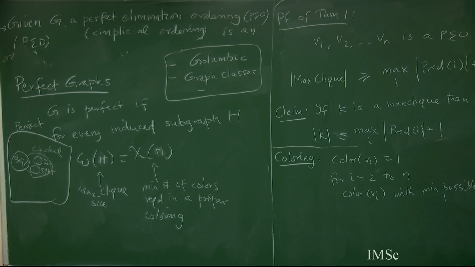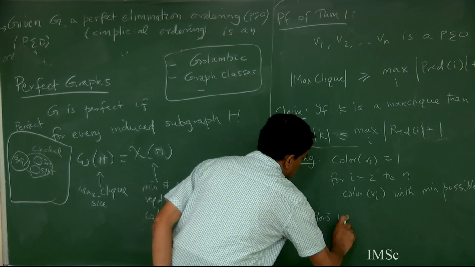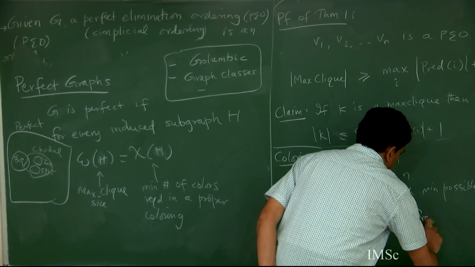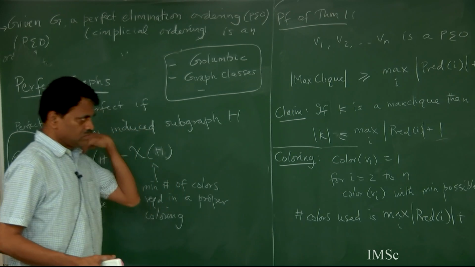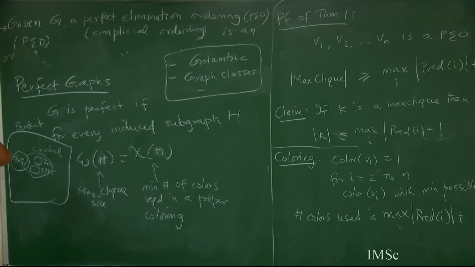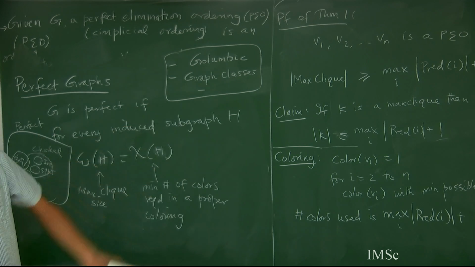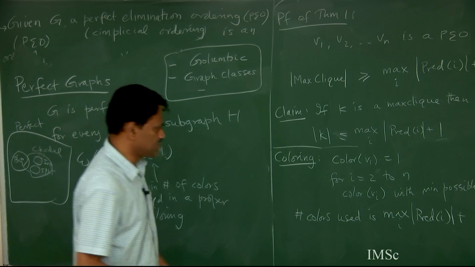So the number of colors used is at most this, but that many colors is required. Why? Because there is a clique of that size. So that's the minimum coloring. I'm using at most this many colors, and this many colors is necessary because there is a clique of this size.